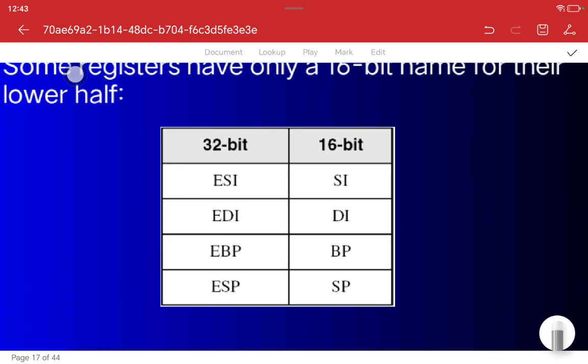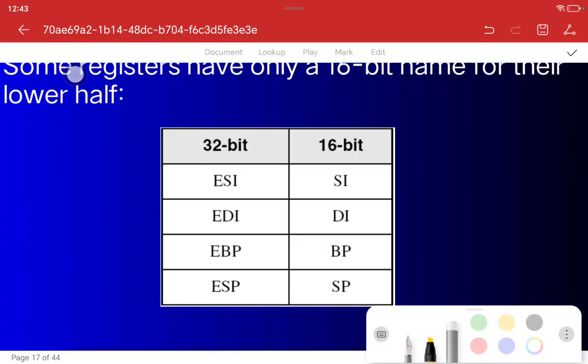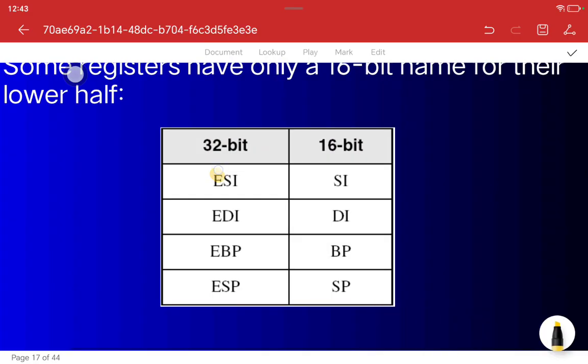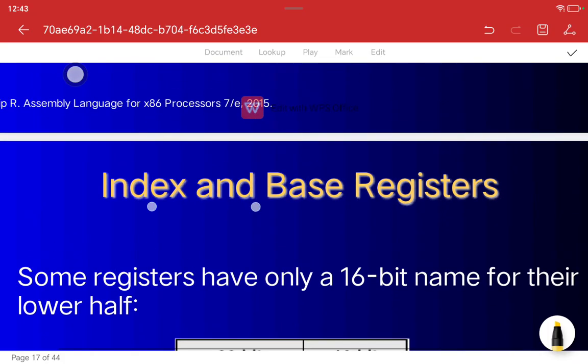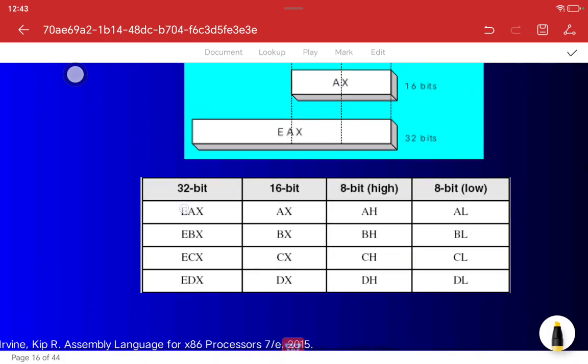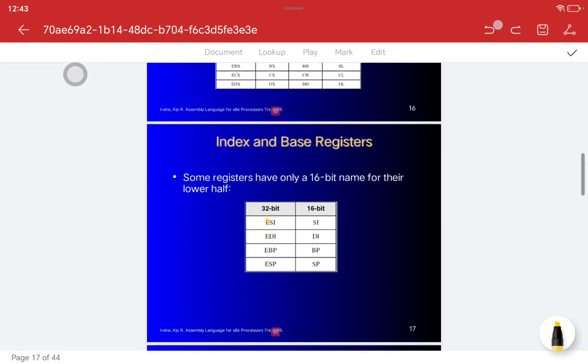You see right now? The moment you get rid of the E, those ones are the 16-bit. Even here, you see the same thing. The moment I get rid of the E, I get the 16-bit. The only difference between these and the other ones is that these ones do have the high and low. They do have the 8-bit registers, and those ones don't.